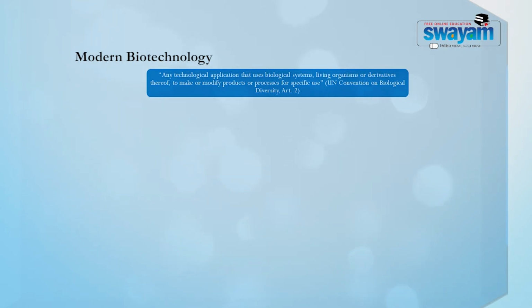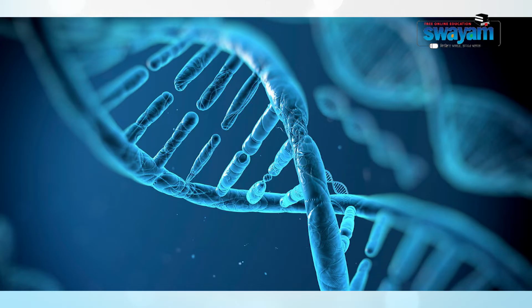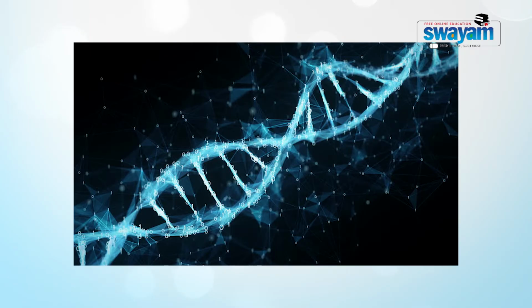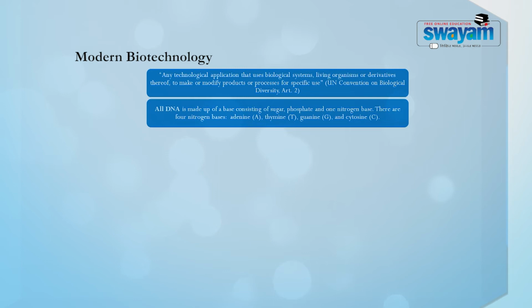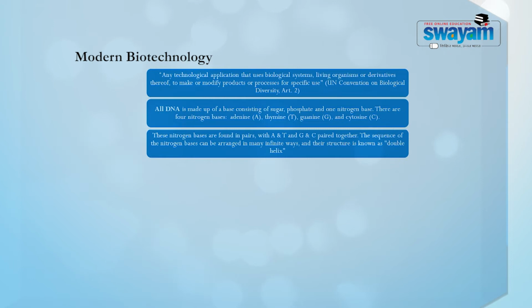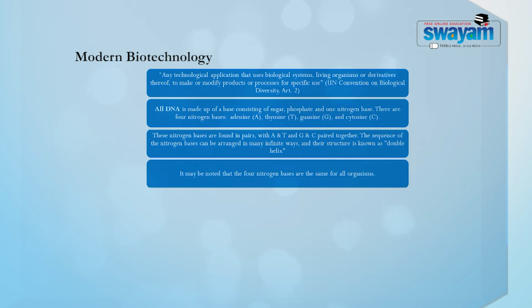The second important point to note in the context of biotechnology is that all DNA is made up of a base consisting of sugar, phosphate and one nitrogen base. There are 4 nitrogen bases: adenine, thymine, guanine and cytosine, and this is popularly called ATGC. These nitrogen bases are found in pairs with A and T, and G and C paired together. The sequence of nitrogen bases can be arranged in many infinite ways, and their structure is popularly called the double helix. It may also be noted that the 4 nitrogen bases are the same for all organisms.